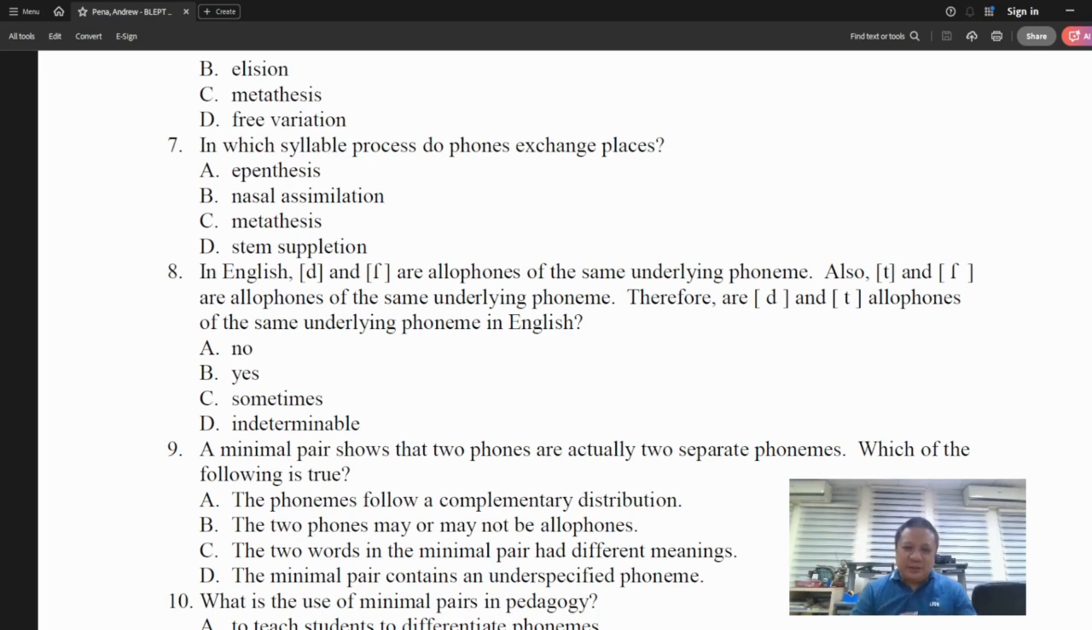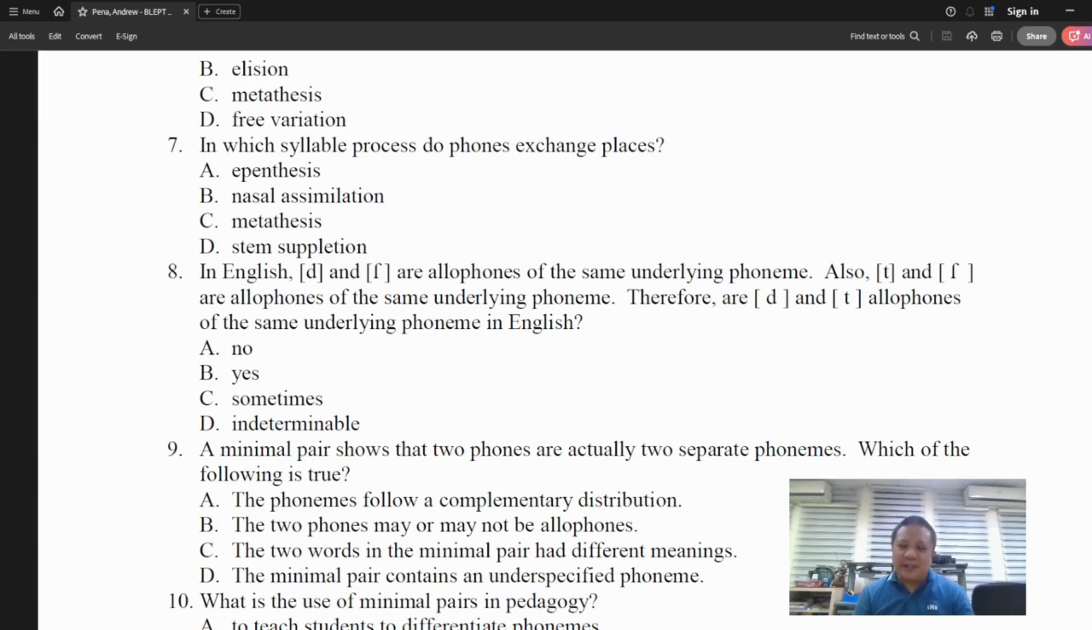In English, the [ð] and r are allophones of the same underlying phoneme. Also, t and r are allophones of the same underlying phoneme. Therefore, are the [ð] and t allophones of the same underlying phoneme in English? A. No. B. Yes. C. Sometimes. D. Indeterminable. The answer is no, they're not.